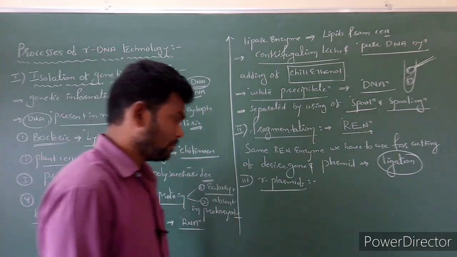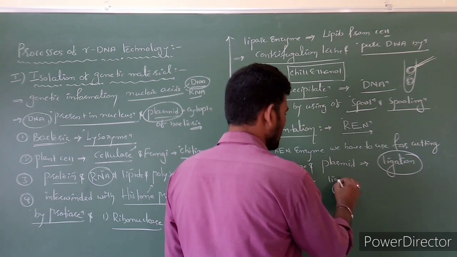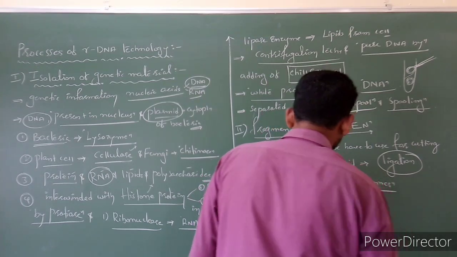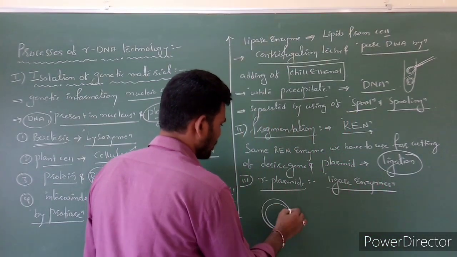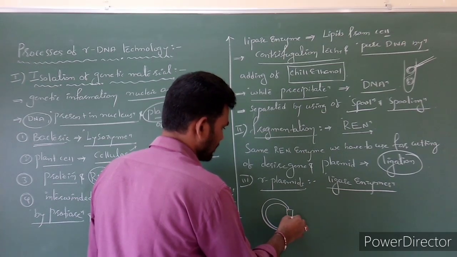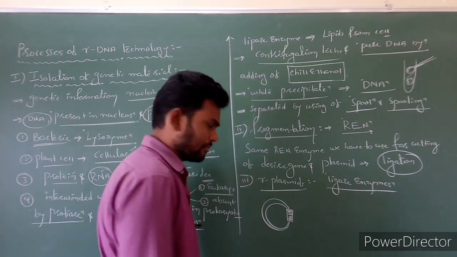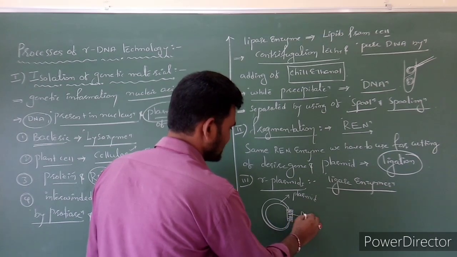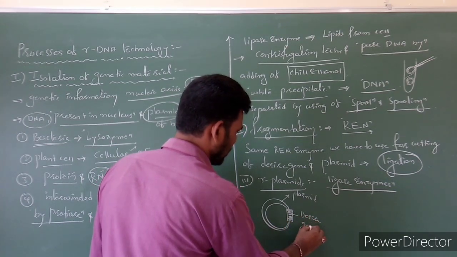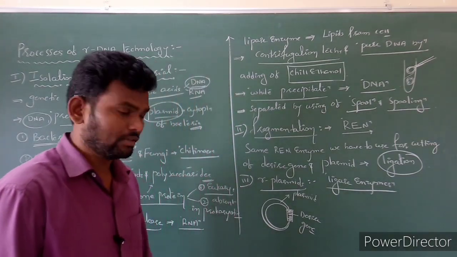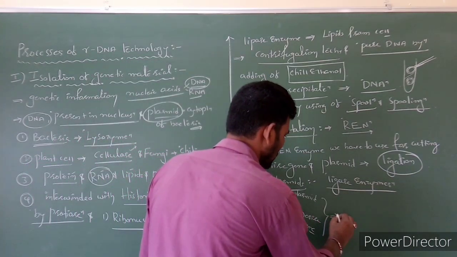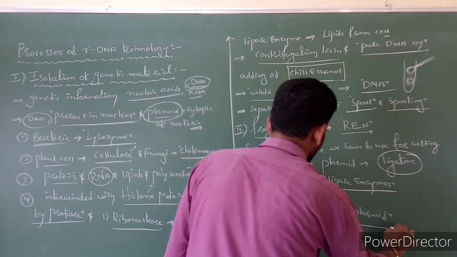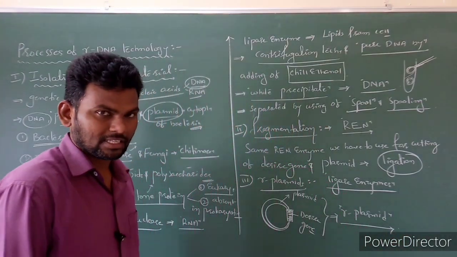Recombinant plasmid. Simple. With the help of ligase enzyme, we add the desired gene into the plasmid. So this is a normal plasmid, and this is the desired gene, or alien gene, or foreign gene. Now it becomes a recombinant plasmid. Now we have prepared recombinant plasmids.